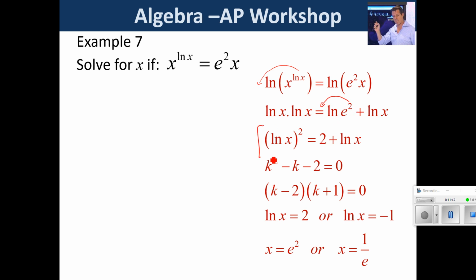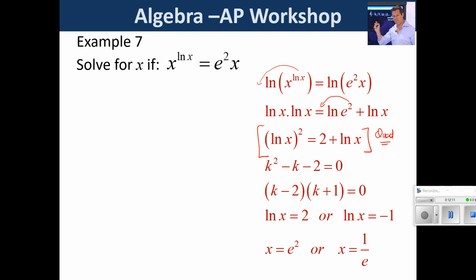And then very quickly, we should recognize that we've got some kind of quadratic, a little bit disguised. But if you go k method, k squared minus k minus 2, so k is 2 or minus 1. And then from here, if k is 2, where k was the ln of x, x is e squared, or x is e to the negative 1, which we can write as 1 over e.